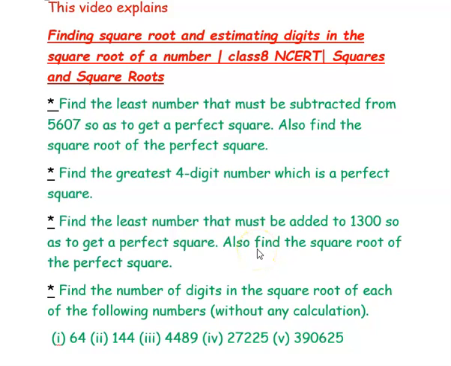In this video, we are going to see a few examples on finding a perfect square number by adding or subtracting certain digits from the given number. And also we are going to find the square root for that perfect square number. And we are going to see a few examples on how to estimate the number of digits in the square root of the given perfect square number.